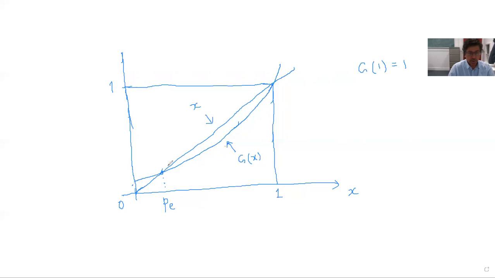Okay, it's not so important that G is increasing for this part anyway. But let's see why PE is the extinction probability. So we saw that the probability that Zn equals 0 is the composition of G with itself, n minus 1 times, evaluated at 0.